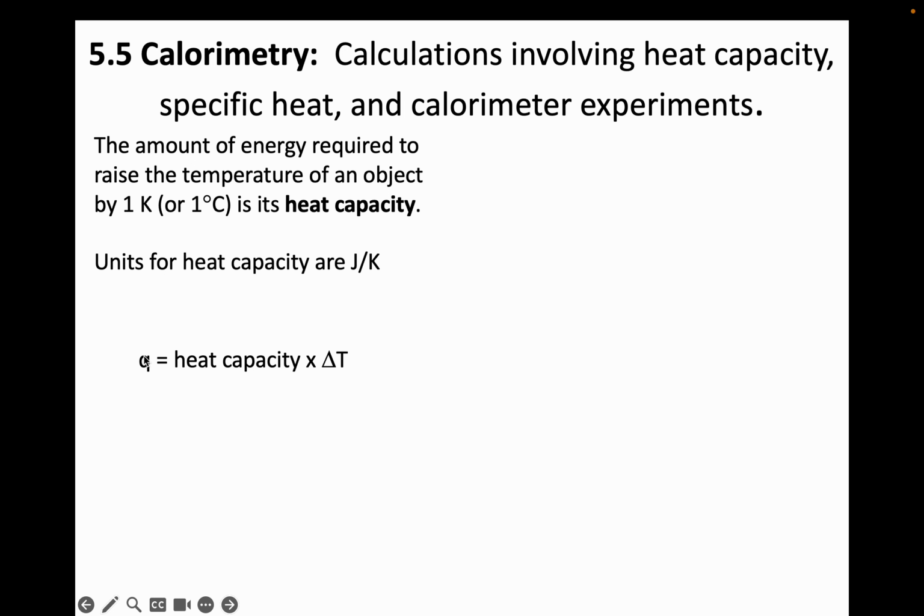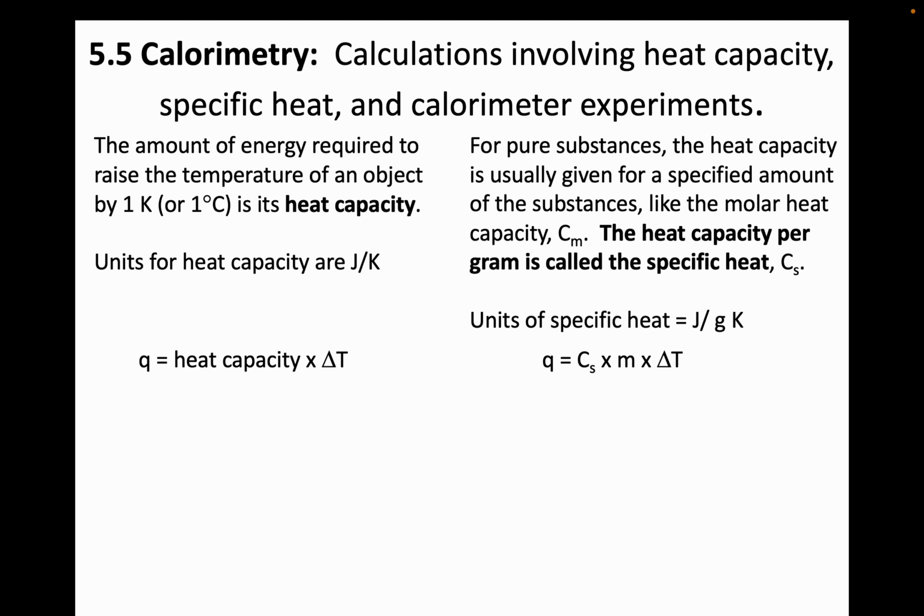You add a certain amount of heat, and given that scaling factor, the heat capacity, you can see how much the temperature changes. Now, if you're looking at a pure substance, the heat capacity is usually given for the amount of substance that was involved. The molar heat capacity, that's what that symbol corresponds to, is an example. We'll often see the heat capacity in units of joules per gram K. That's our specific heat. So it's similar to the heat capacity, but when we have it per gram, then it's referred to as the specific heat.